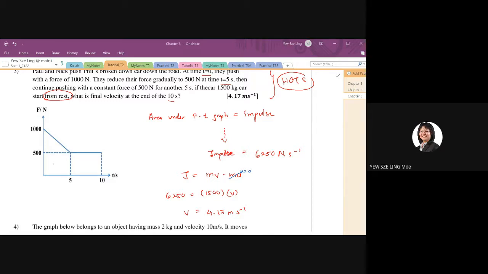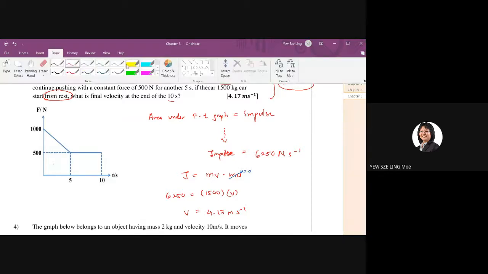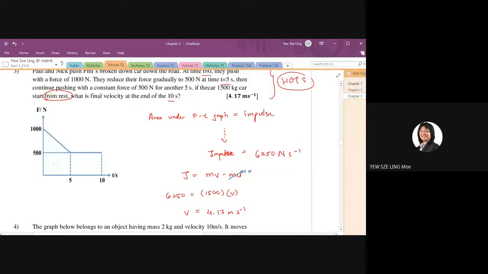Madam, how do we know why the initial velocity is 0? Hey, did you pay attention? I even circled the reason for you. You see? The car starts from rest. So if it starts from rest, then the initial velocity is definitely 0. The keyword is rest. Thank you, madam.